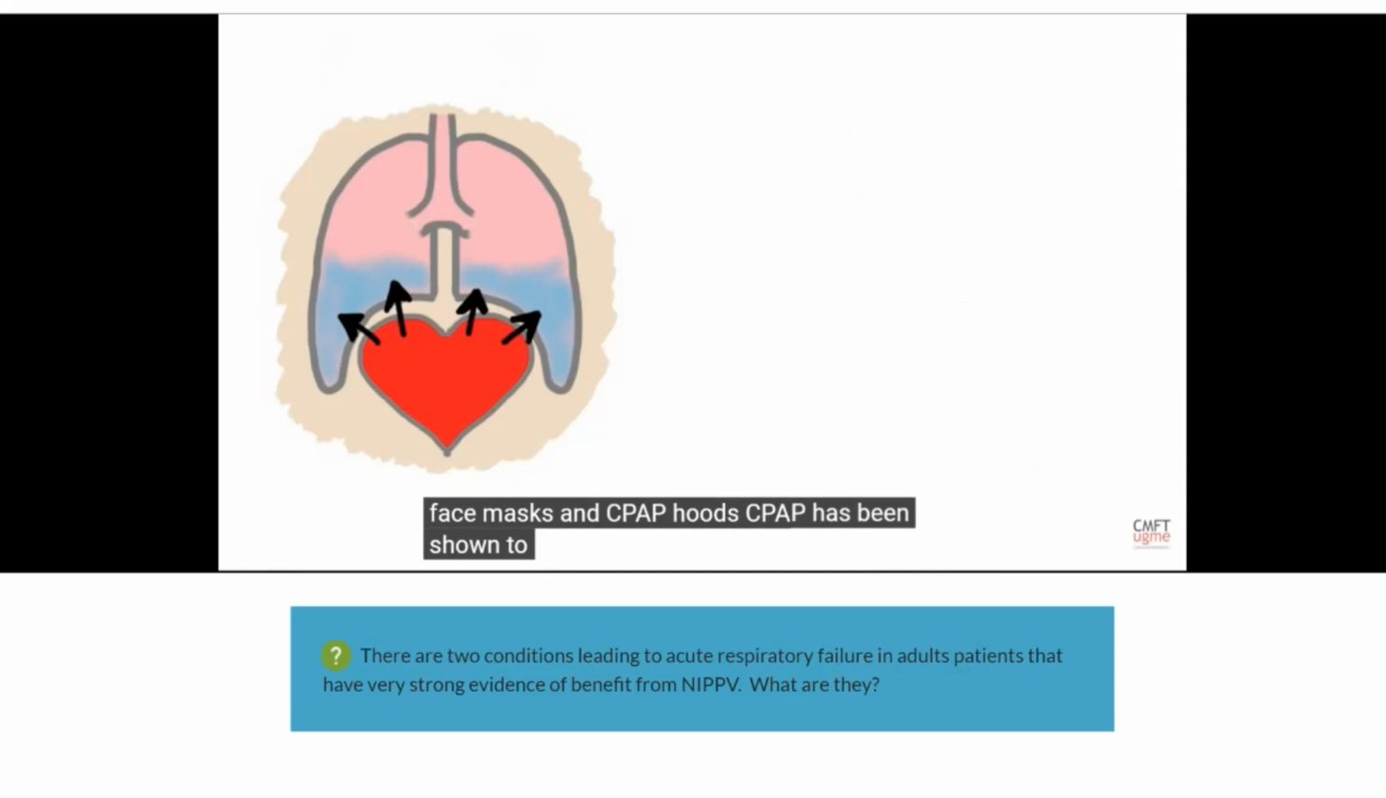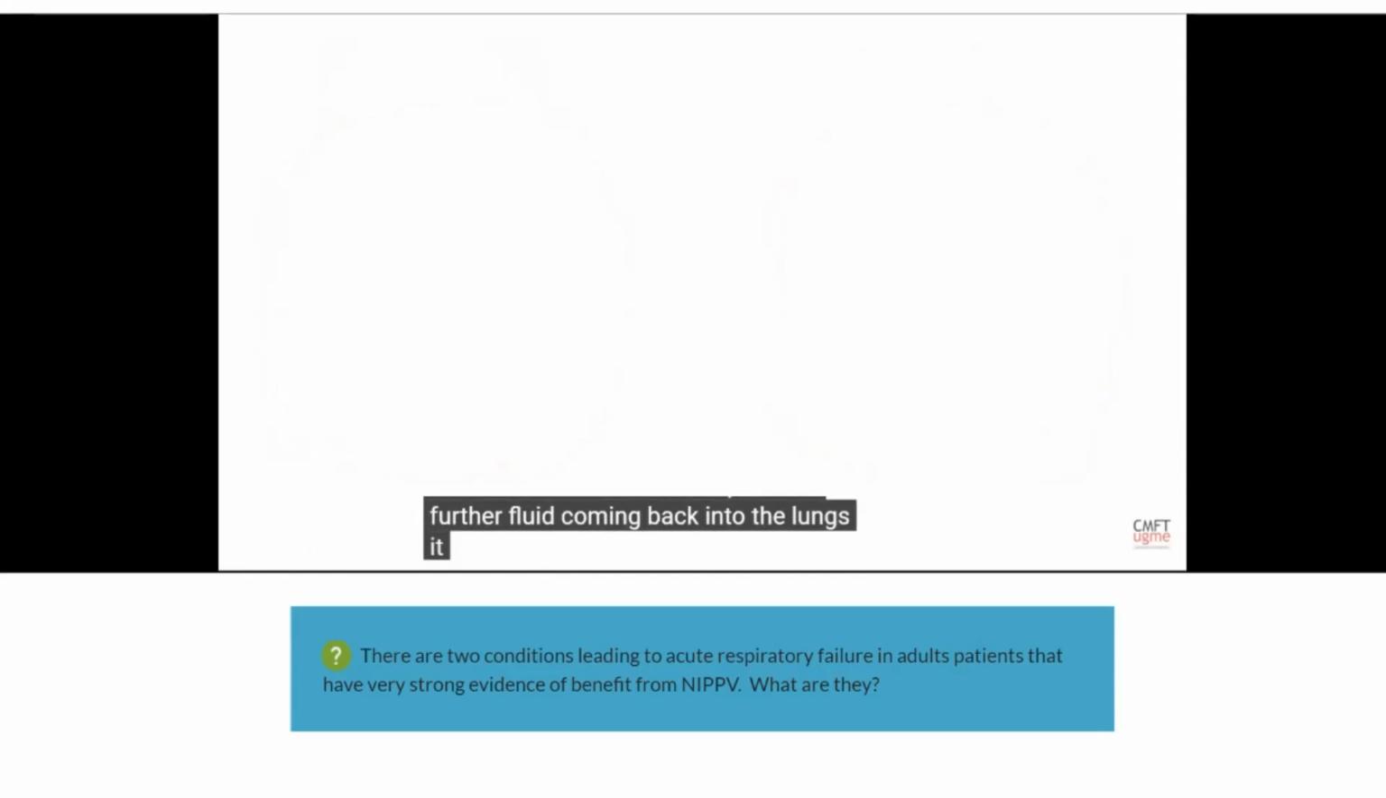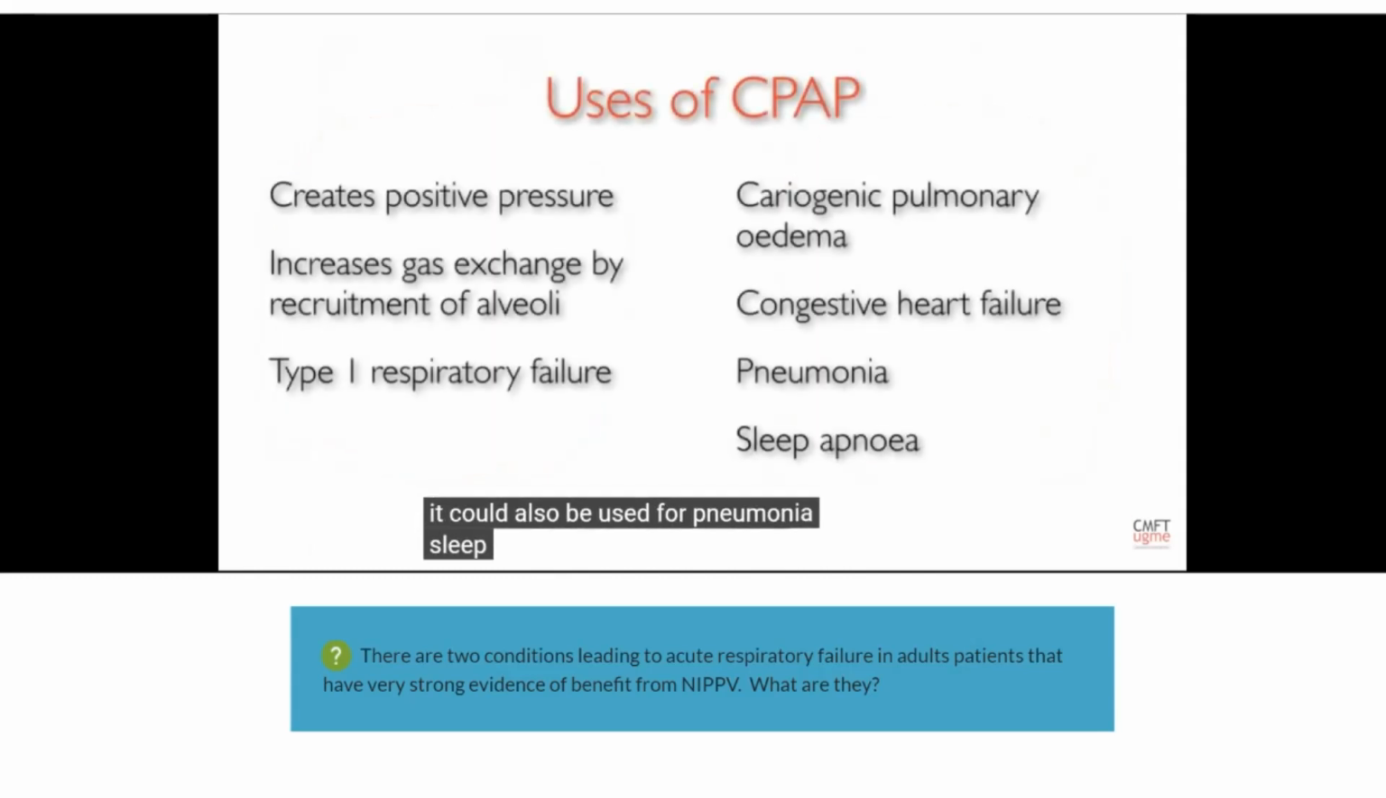CPAP has been shown to be particularly useful in acute cardiogenic pulmonary edema and congestive heart failure, where, in simple terms, the positive pressure created helps push the fluid out of the lungs and into the circulation and prevents further fluid coming back into the lungs. It could also be used for pneumonia, sleep apnea, and atelectasis.